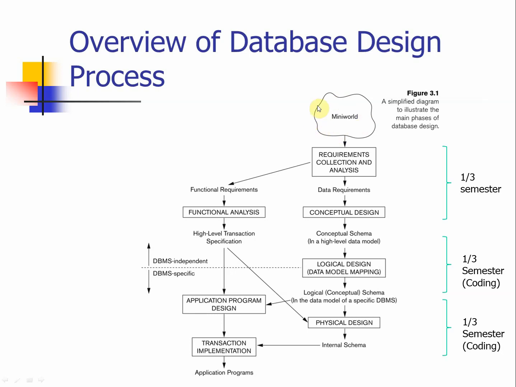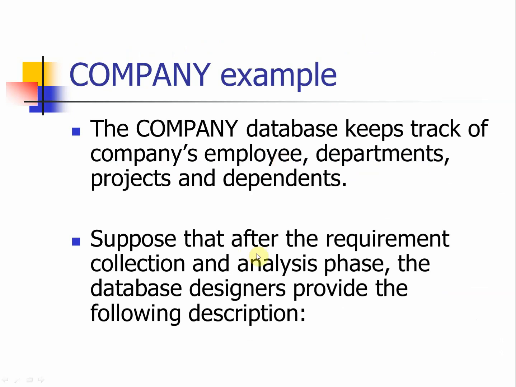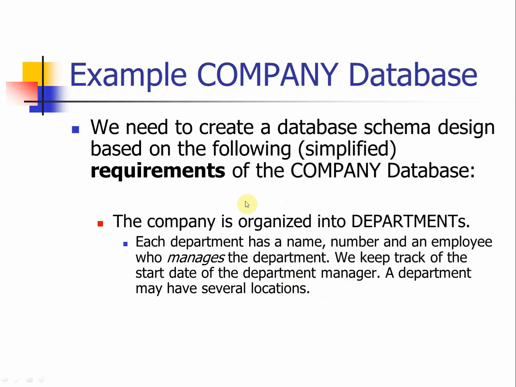We know there are several things we need to keep track of, and we try to collect the requirements of this database. Suppose after the collection and analysis phase, the database designer provides the following description. Remember, we have 4 different things to keep track of, including employee, department, project, and dependents. Each one of them needs some description, so we need to create a database schema design based on the requirements of the company database.